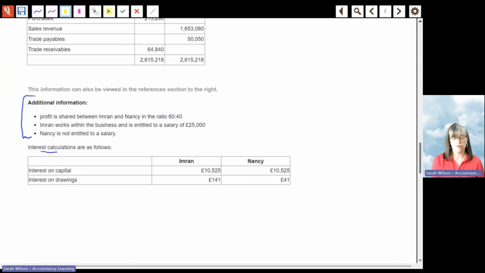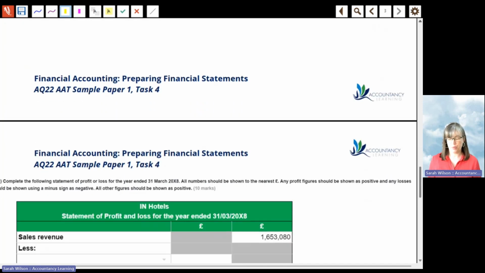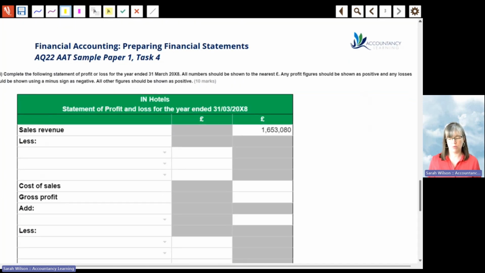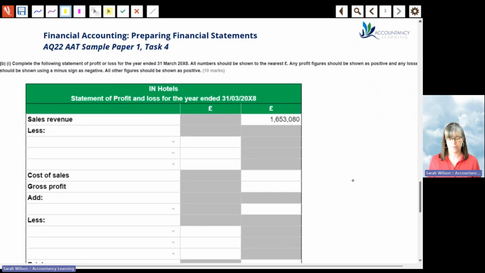Now, importantly, when you're in your exam, you will be able to open this information on the right-hand side by clicking the References button. What that will do is automatically split your screen, and you'll have the question on one side and then this information on the other, so it's easier for you to read. So let's have a look at what the question's going to be, and then we can dive into our information to see what we need to use.